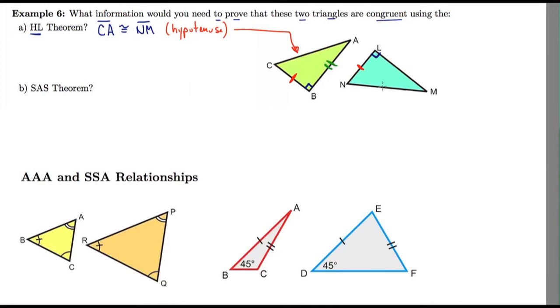Okay, so for the SAS theorem to work, I need two more congruent legs here, sides, to give me SAS. So I already have one side and an angle, and I need another pair. Segment BA must be congruent to segment LM.